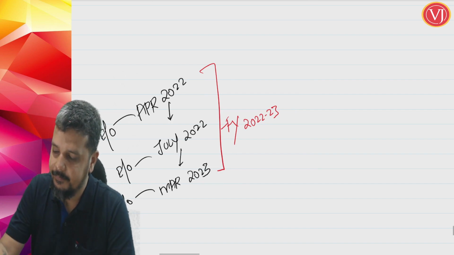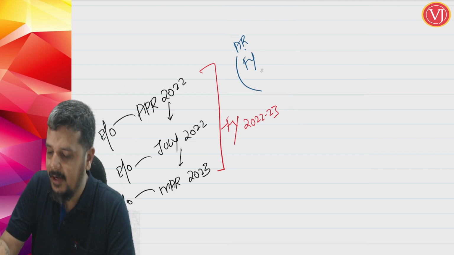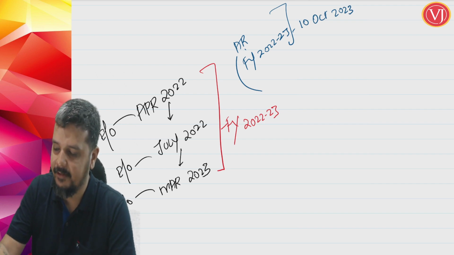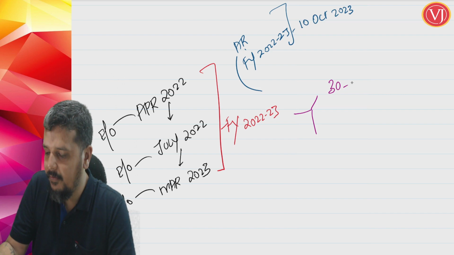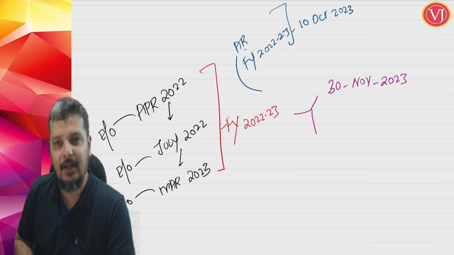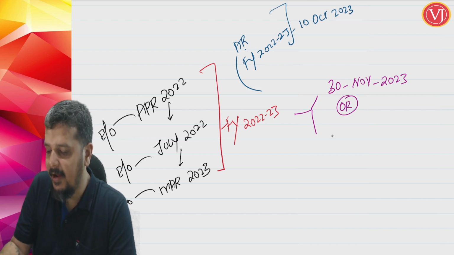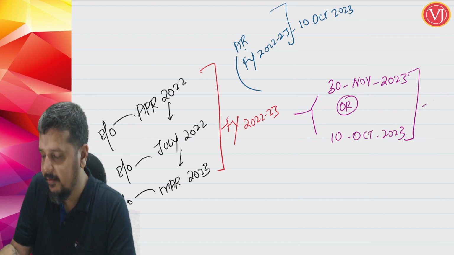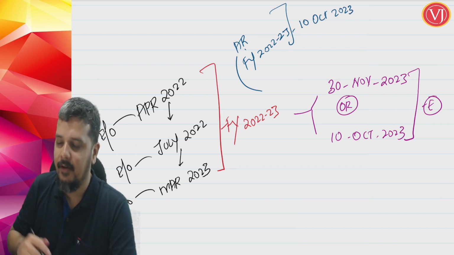What is that? And if I tell that my annual return for financial year 22-23, that is the current financial year, I have filed it on say 10th of October 2023. Then what is the last date? 30th of November of next financial year means 30th of November of 2023, or actual date of annual return of that financial year, 10th of October of 2023, whichever is earlier. So answer would be in this case 10th October.